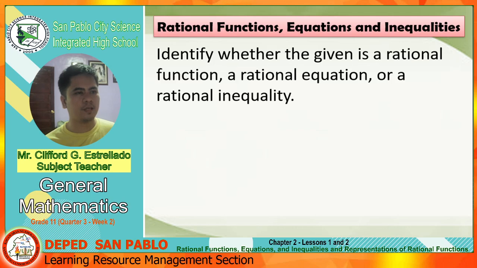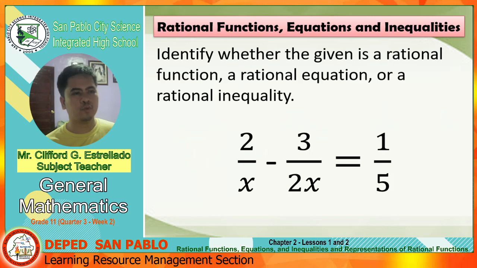Let us have this activity. Identify whether the given is a rational function, a rational equation, or a rational inequality. Again, you have 3 minutes to think. So we have 2 over x minus 3 over 2x is equal to 1/5. Is it a rational function, a rational equation, or a rational inequality?